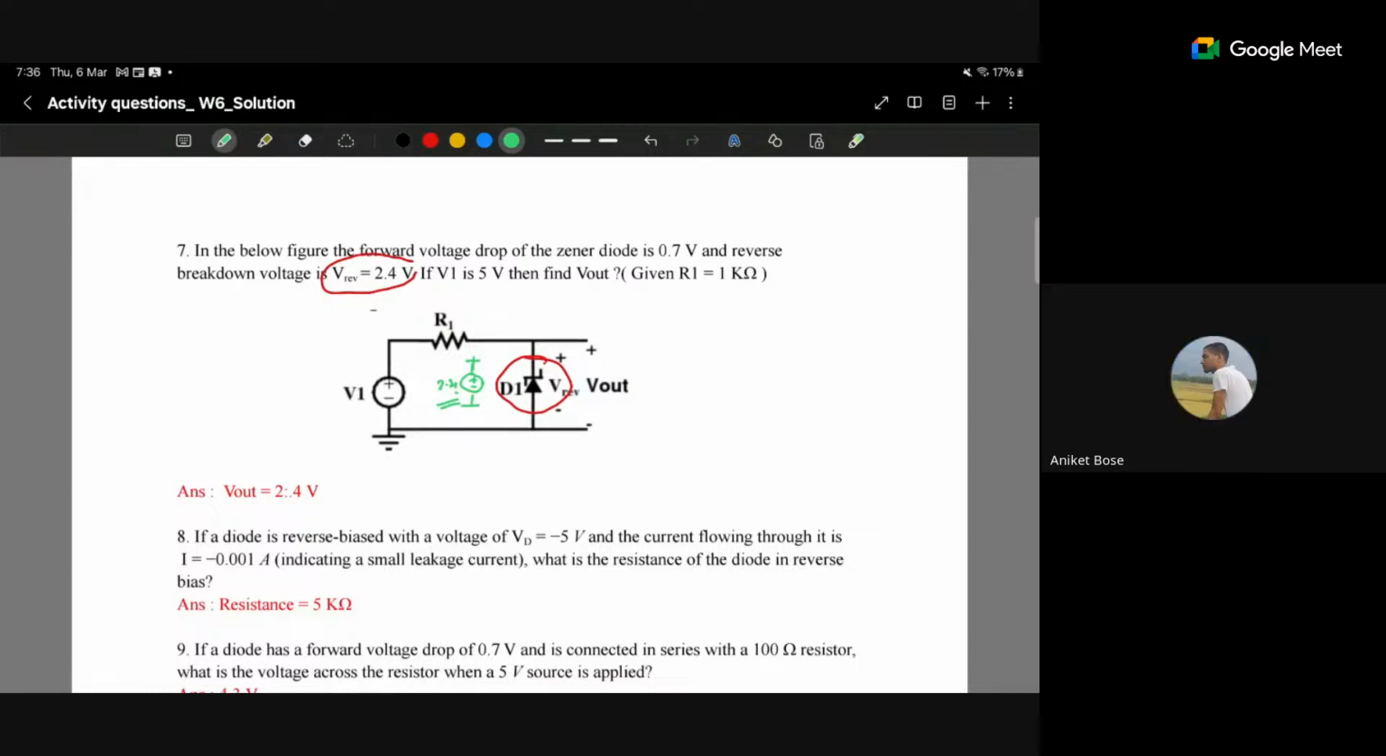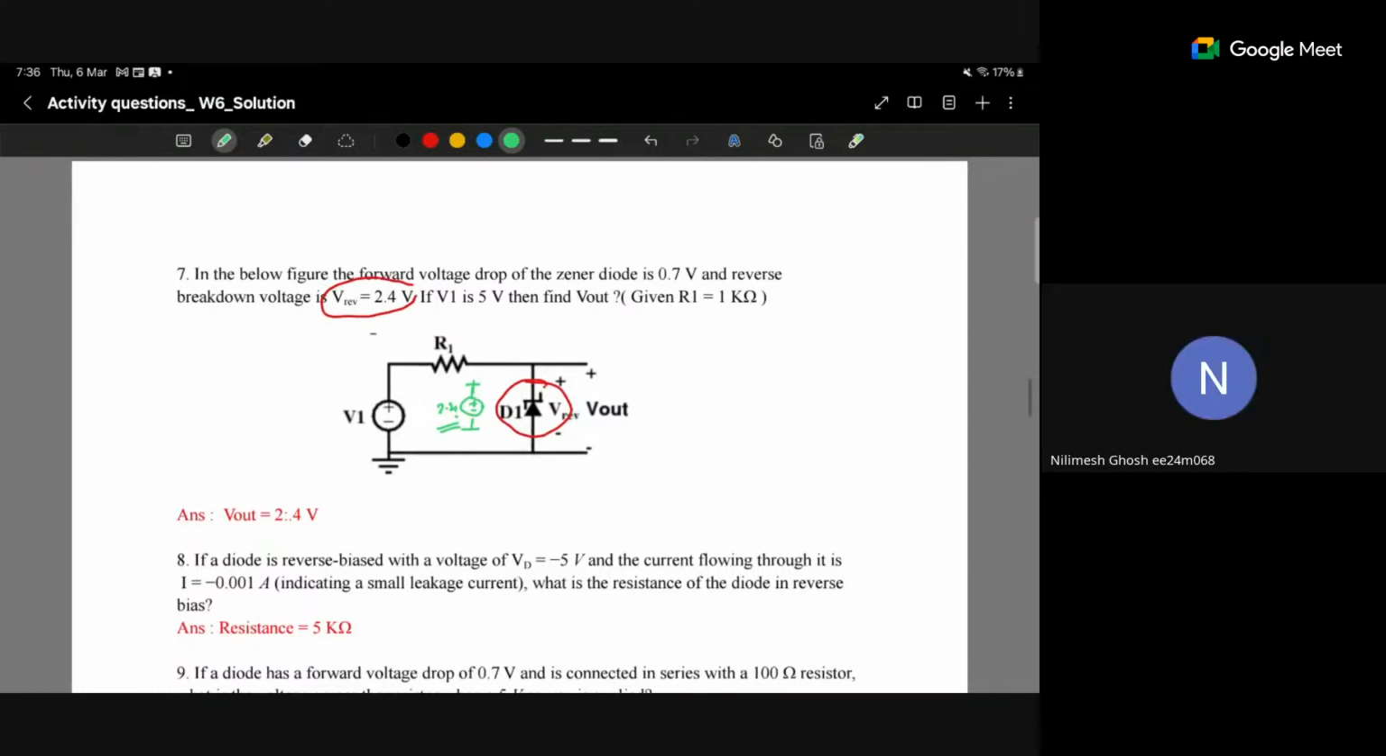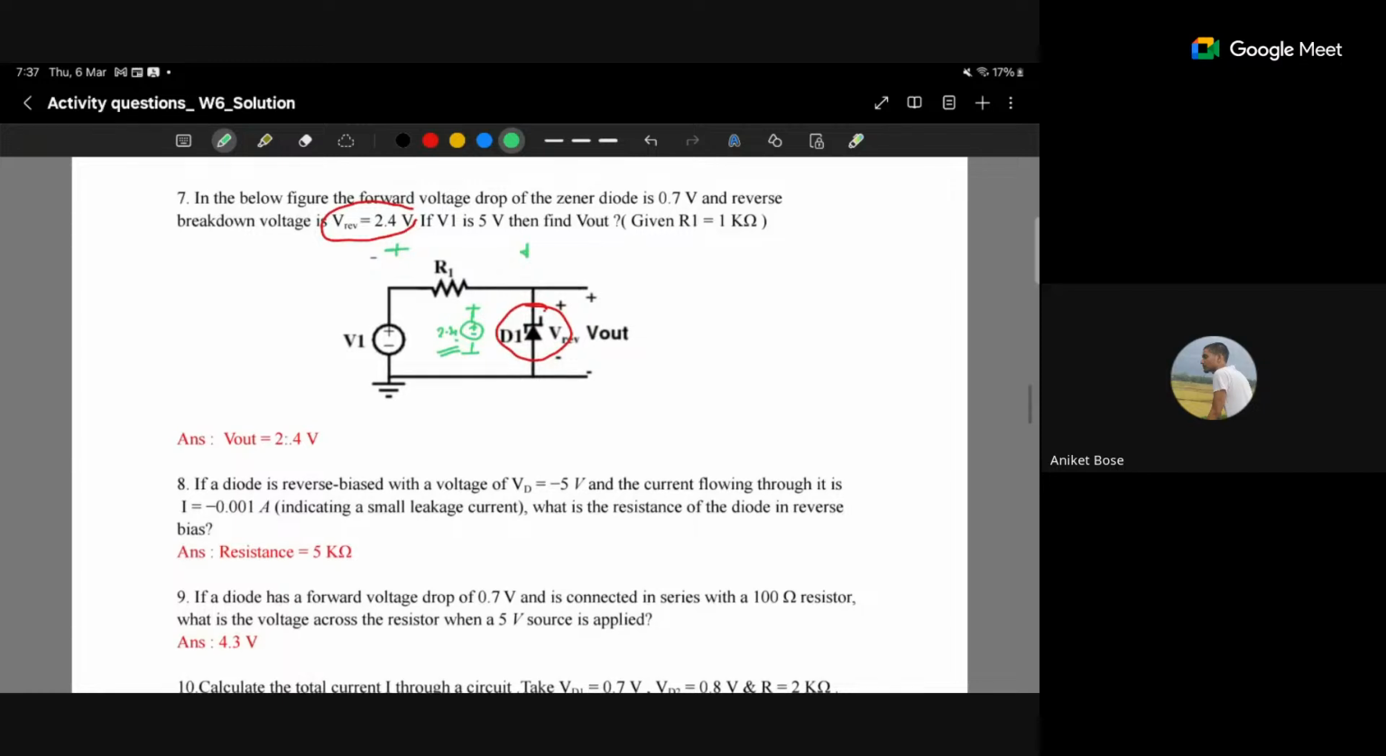Now if 2.4 volt is there, what will be the voltage across R? Vout is asked. What is the voltage across this R? Forget about Vout. What is V1 minus 2.4? The answer is 5 minus 2.4, that is 2.6 volts. Yes, 2.6. Now these kind of things are very intuitive. If you get this kind of circuit, you will not touch pen and paper. You will solve it on your own.